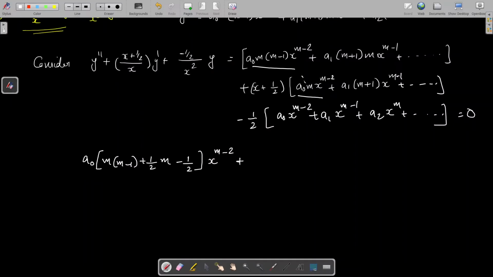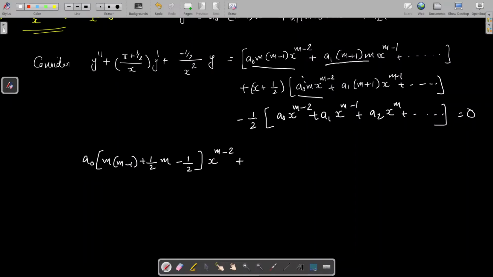In a similar way, we have to combine terms with x raised to m minus 1. Which are the terms? Here there is one term involving x raised to m minus 1. There is a1. So here we have one term x raised to m minus 2 into x. That is a term with x raised to m minus 1. Again, half into this term. That is also a term with x raised to m minus 1. Now here there is one term minus half a1 x raised to m minus 1. So combine all these terms. We can write it in this way.